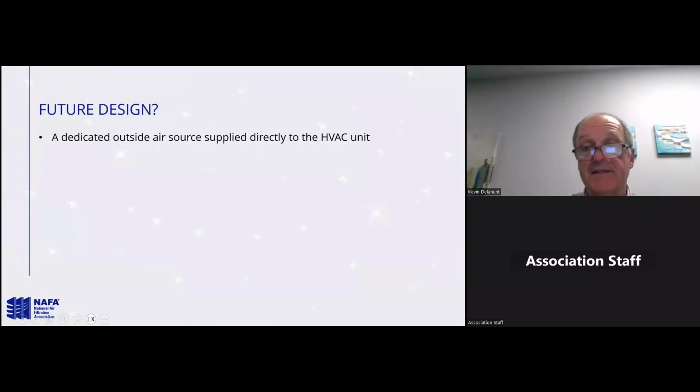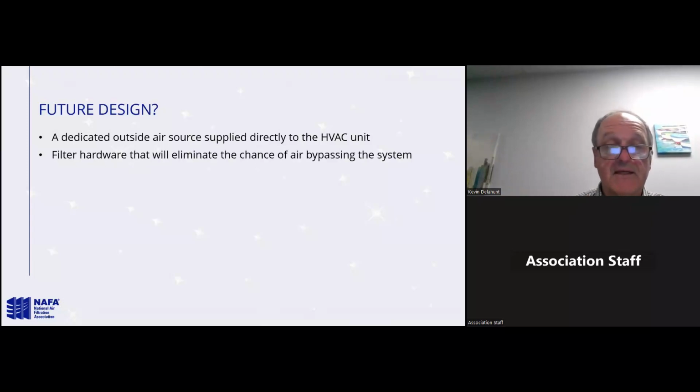For future design, and I sort of mentioned a little bit of this, here's what we would like to see going forward. In a lot of cases, you can't upgrade the systems to a MERV 13 or MERV 15 just because the physical space in the unit is so restricted. But anyway, we're looking at a dedicated outside air source supplied directly to the HVAC unit, not just dumped into the basement or the fan room, whatever, but just like a commercial building, bringing air in from the outside and going right through the HVAC system. Filter hardware that will eliminate the chance of air bypassing in the system.